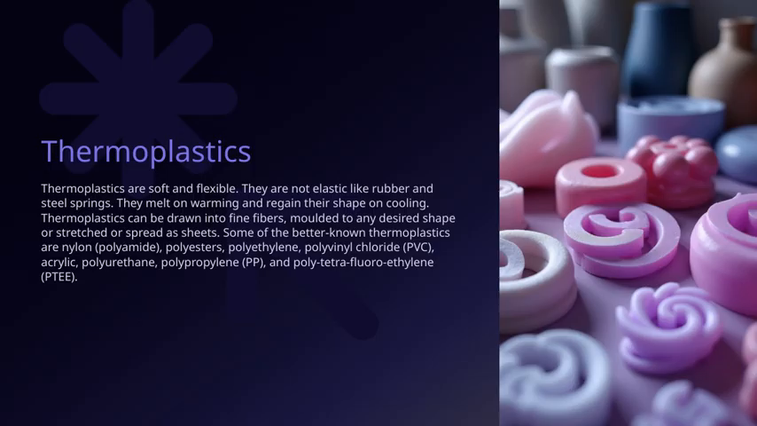Some of the most well-known thermoplastics include nylon, also known as polyamide, polyesters, polyethylene, PVC or polyvinyl chloride, acrylic, polyurethane, polypropylene, and polytetrafluoroethylene, often called PTFE. Recognizing these common types helps us understand their widespread use in everyday products, from packaging to textiles and beyond. Overall, thermoplastics are essential in modern manufacturing because of their ease of shaping and versatility, connecting directly to how we design and produce a broad range of materials.